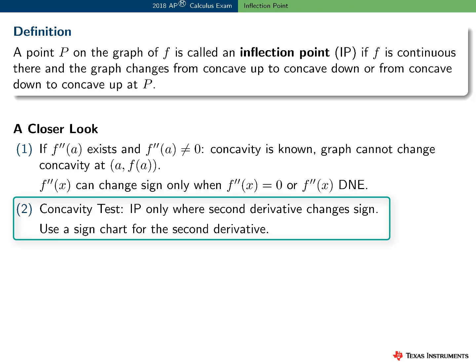So we can use a sign chart if we want to help determine concavity and points of inflection. Remember, a sign chart is not sufficient justification on the AP Calculus exam, but we can still use one to help determine intervals of concavity and inflection points and to lead us to a sufficient justification.